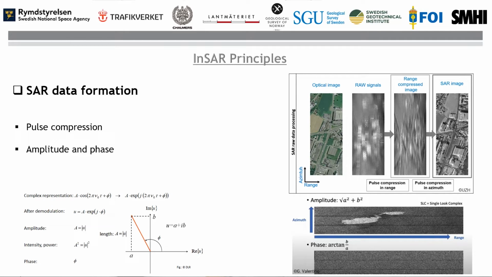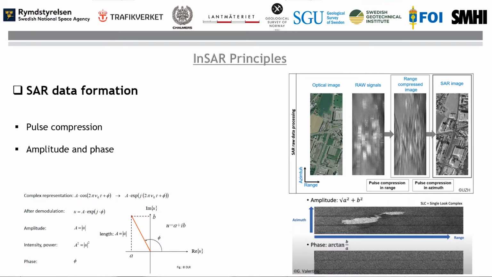On the bottom, you can see the final product that the user can get from the satellites. It includes the azimuth direction and the range direction. This image includes 3 bursts, and the user will have the amplitude and phase information from the SAR images.